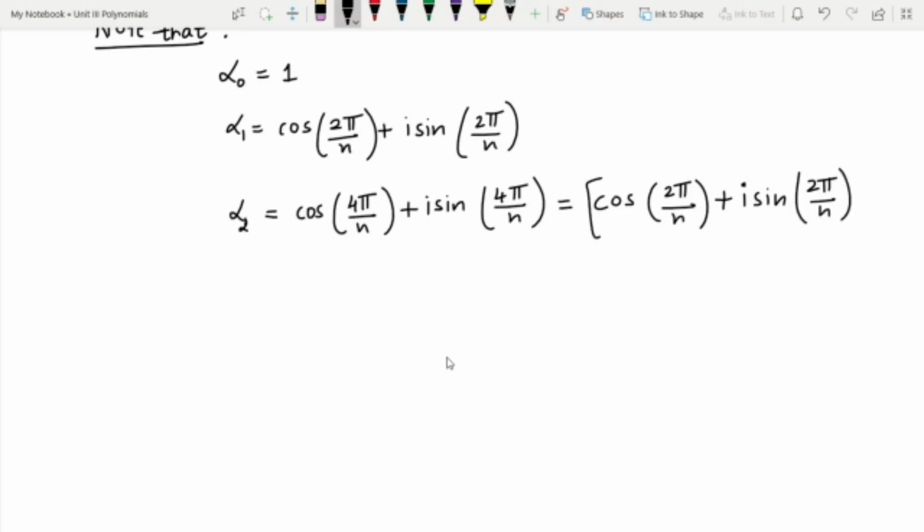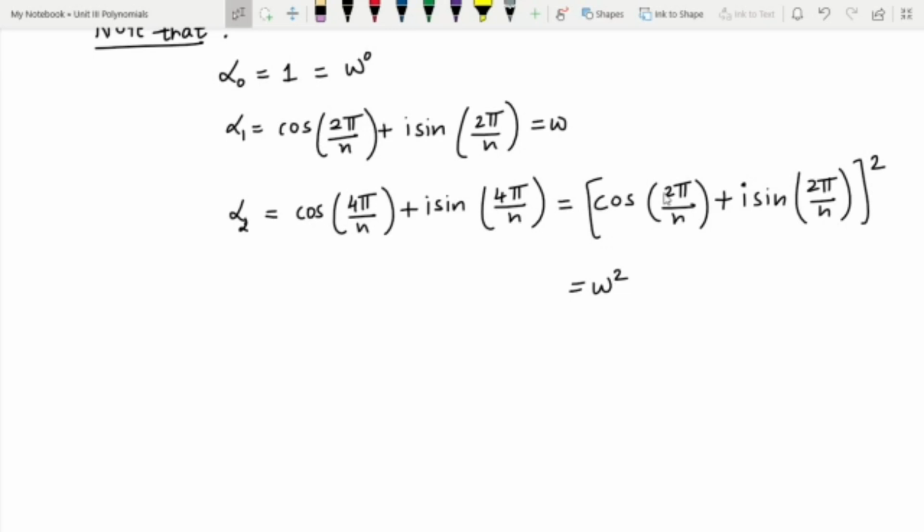raised to 2. And I will call this alpha 1 as omega. Not exactly alpha 1, but this cos 2 pi upon n plus i sin 2 pi upon n, I call omega. Now this is our omega. So what will our alpha 2 be? Our alpha 2 will be omega square. Observe carefully. And how can you write 1? 1 can be written as omega raised to 0.